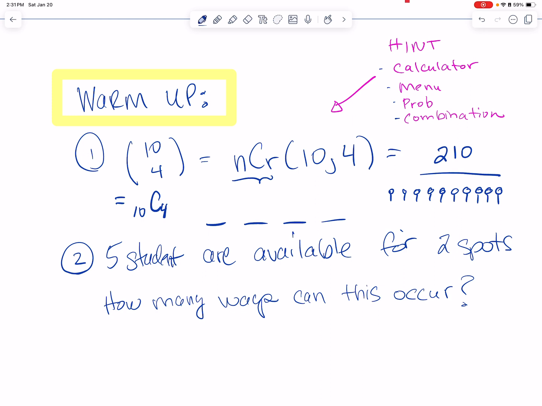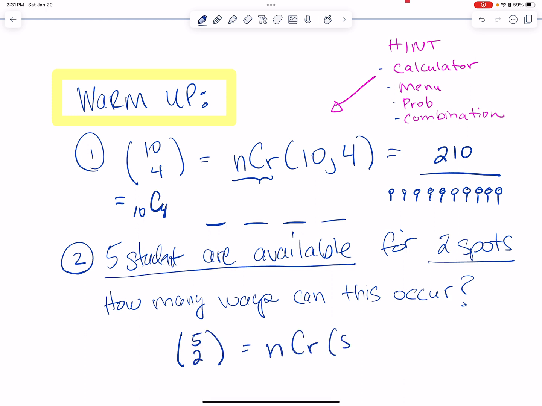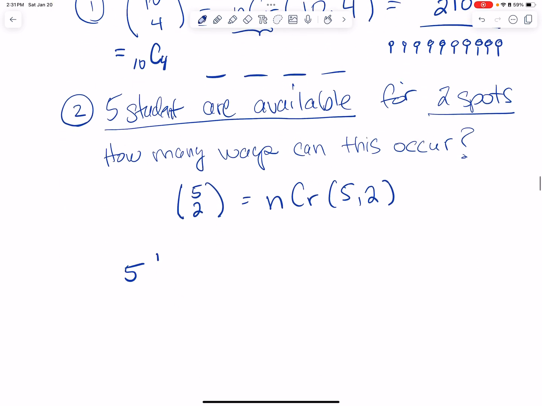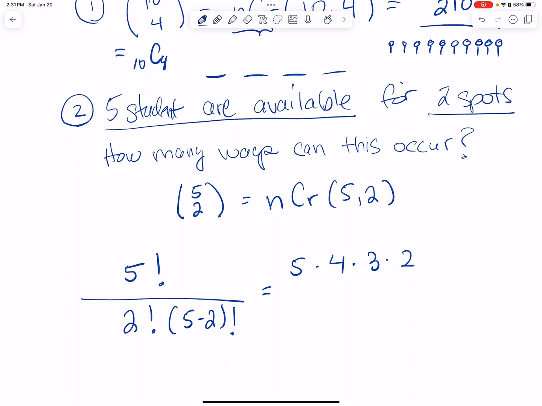Now, if I ask, I have 5 students available for 2 spots, how many ways can this occur? This is going to be 5 choose 2, or again, nCr 5, 2. Of course, that's on the calculator, and I just want to remind you what this is. Remember, the top one is 5 factorial over 2 factorial times (5 minus 2) factorial. 5 factorial means 5 times 4 times 3 times 2 times 1. 2 factorial is 2 times 1. 5 minus 2 is 3 factorial, and that's 3 times 2 times 1.